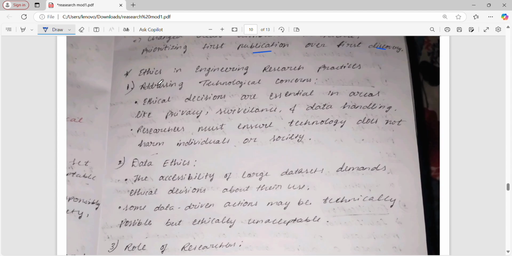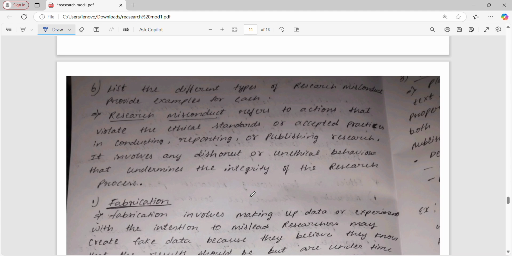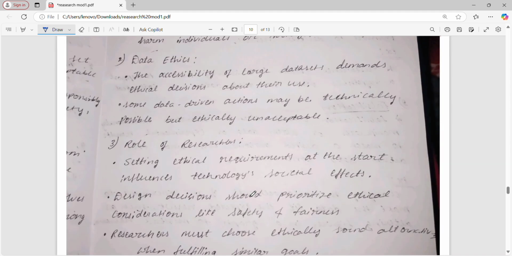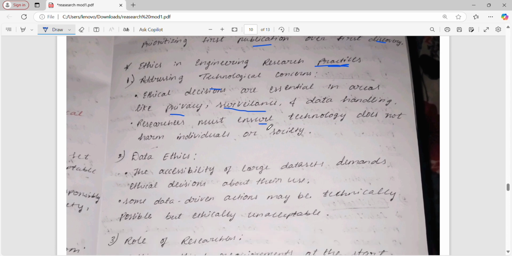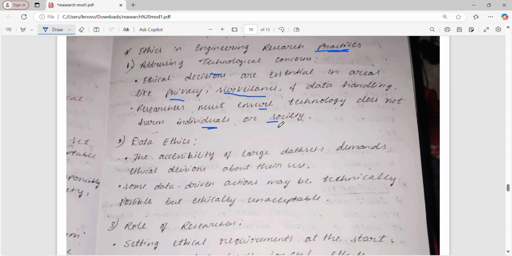Now we'll see about ethics in engineering research practices. First one is addressing technological concerns. Ethical decisions are essential in areas like privacy, surveillance, and data handling. Researchers must ensure technology does not harm individuals or society.